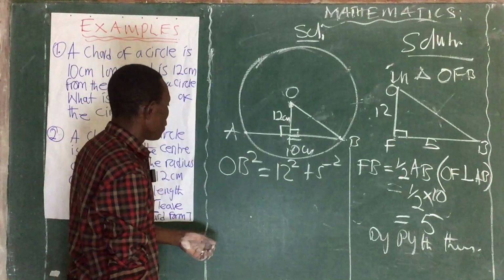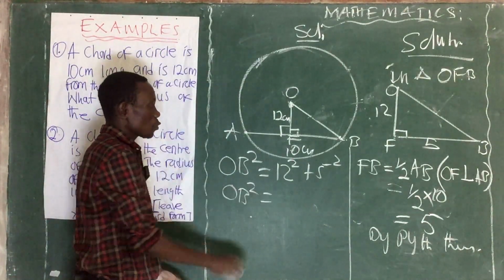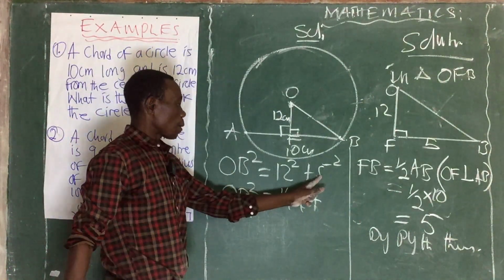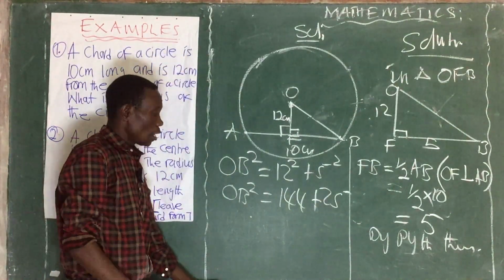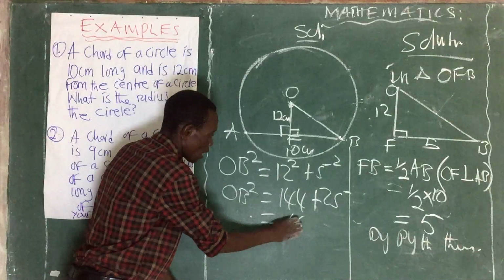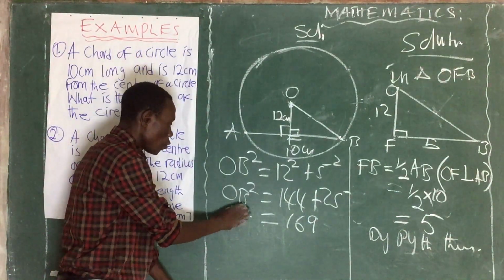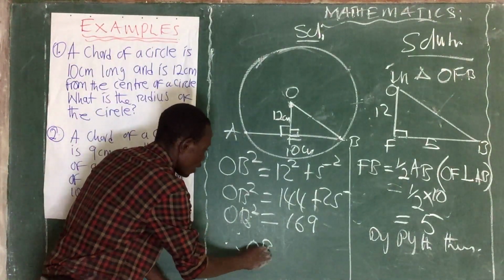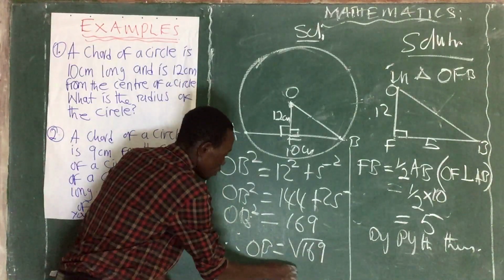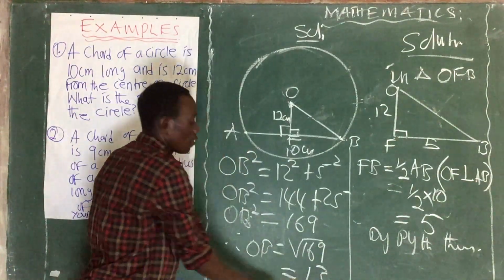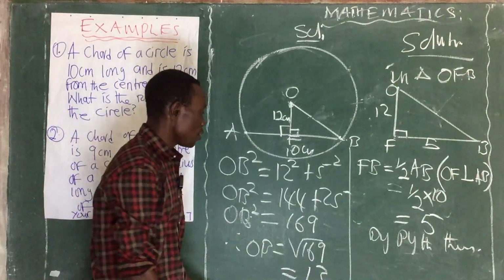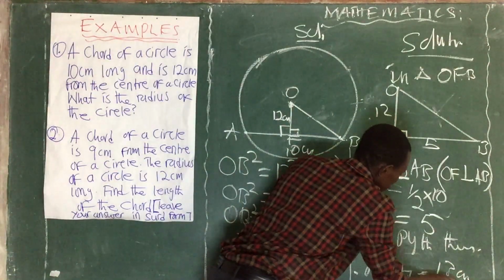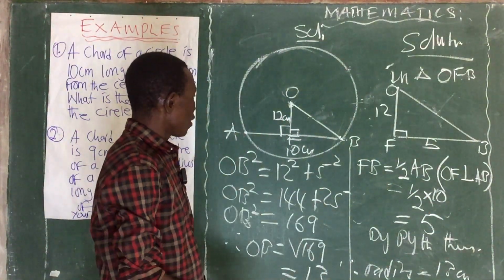So what you have here, it will be like OB squared is equal to 12 multiplied by 12, which gives us 144, plus 5 times 5, which gives us 25. When you sum the two values, the result you get is 169. So it means OB squared is equal to 169. To find the value of OB, that should be the square root of 169, which gives us 13. So you conclude here to say, therefore, radius is equal to 13 centimeters.